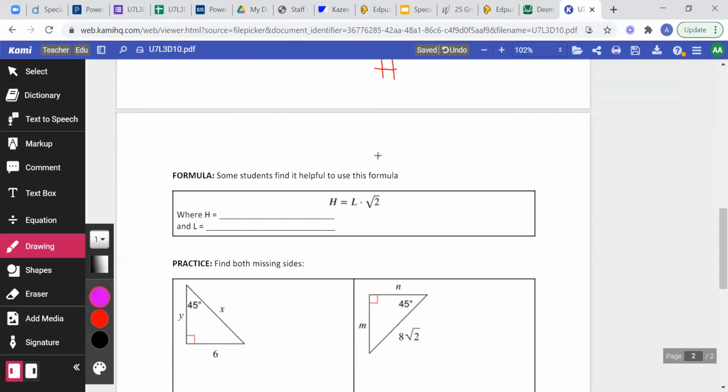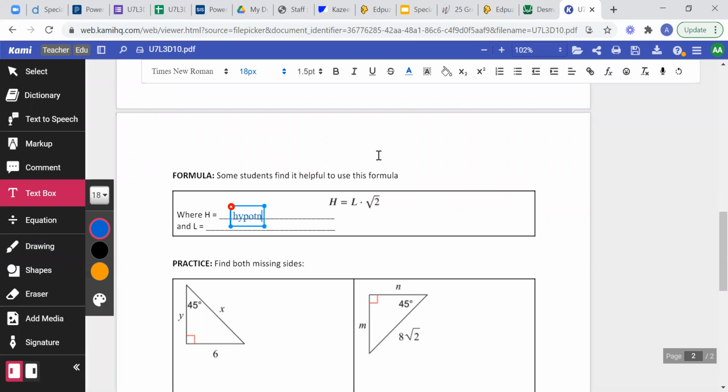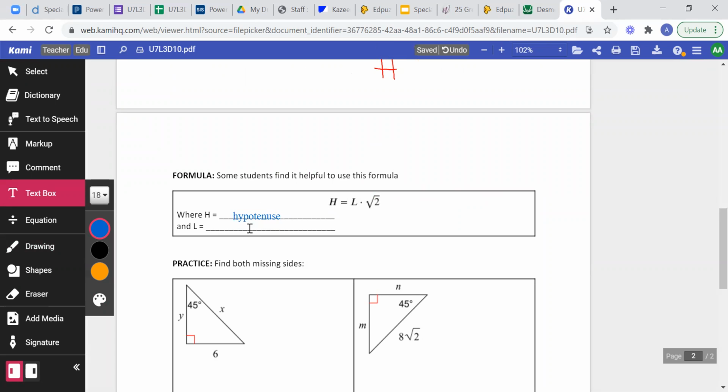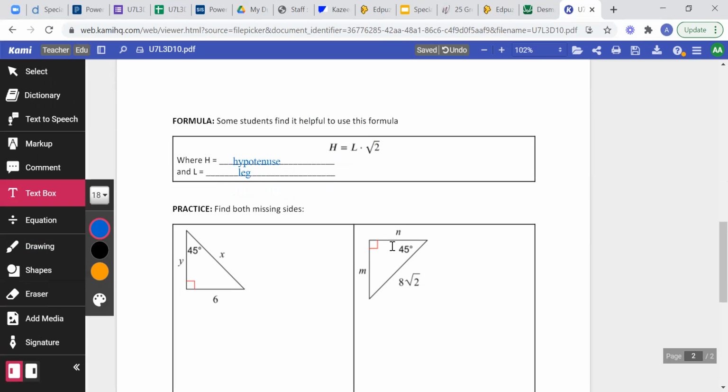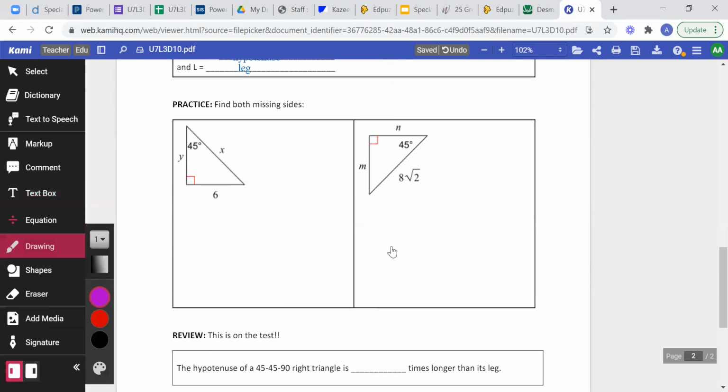So let's see this illustration here first. H stands for hypotenuse, and L stands for leg. Here, there's no long leg because in an isosceles triangle, all legs are equal, okay? So we're going to solve these two problems here and then we are done for the day.